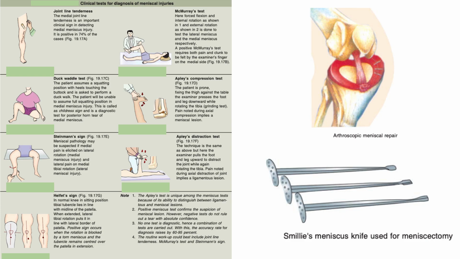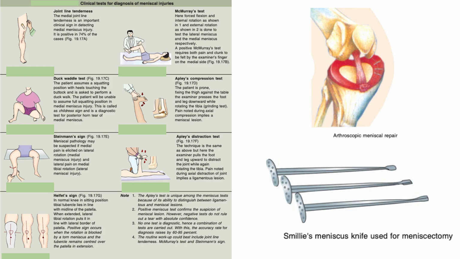Further, you have Steinman's test, Steinman's sign basically. In this, meniscal pathology may be suspected if medial pain is elicited on the lateral rotation, that is medial meniscal injury, and lateral pain on the medial tibial rotation, that is called lateral meniscus injury. So if you want to check the medial meniscus injury, you have to rotate on the lateral side. If you want to check the lateral meniscus injury, you have to rotate on the medial side.